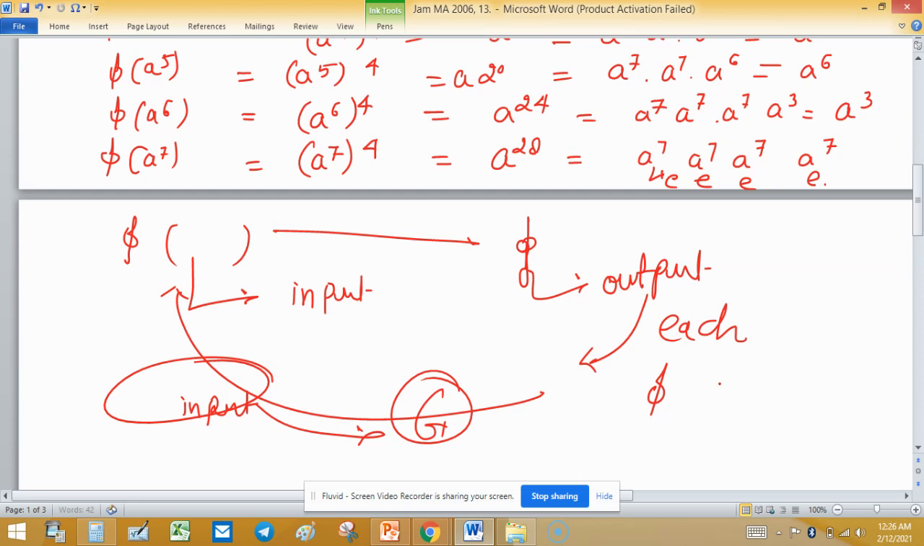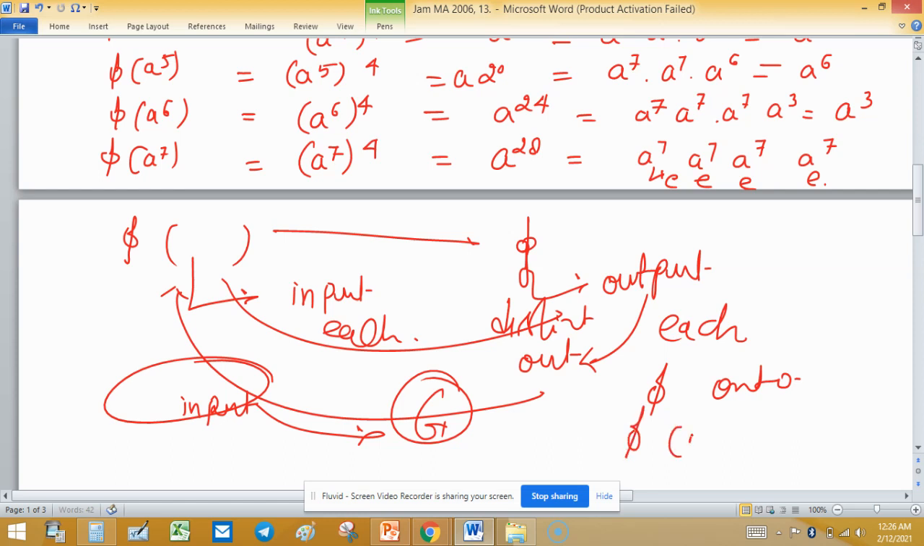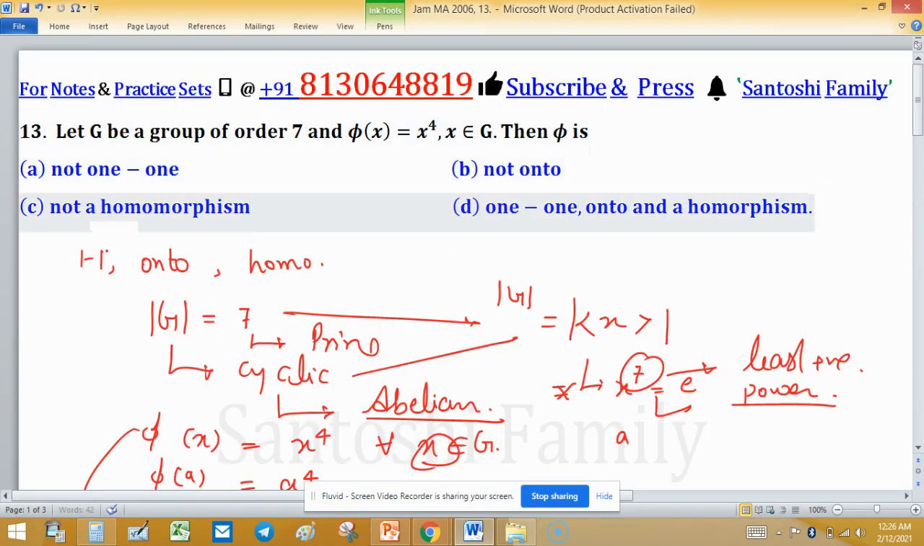So phi is onto, and clearly for each input there is a distinct output. So phi is also 1-1. Now here we got two points about phi: it is 1-1 and onto. Now we have to check the homomorphism property.